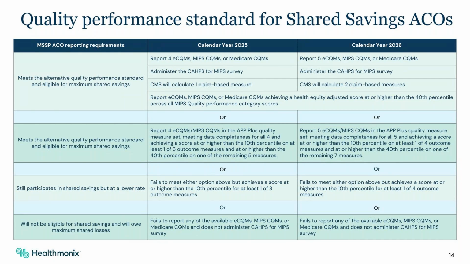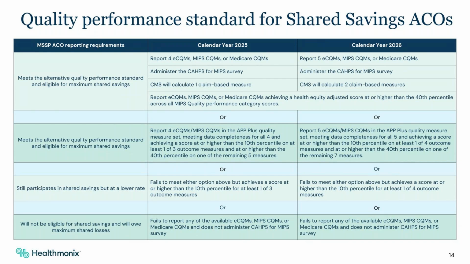The other option is if you meet the alternative quality performance, which is really that you are reporting data completeness for all of those measures. You do have to participate in CAHPS and everything there, but you need to report higher than the 10th percentile on at least one of the 3 outcome-based measures, as well as the 40th percentile on one of the remaining 5 measures. You can still participate in savings, but at a lower rate, if you just have a score higher than the 10th percentile for at least one of the 3 outcome measures and not participate in everything else. And then if you do not report any of the quality measures and you do not administer the CAHPS for MIPS survey, you will not only make yourself not eligible for shared savings, you will actually owe maximum shared losses. So participation is a must.